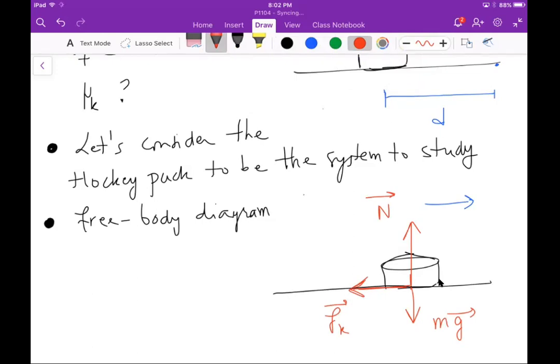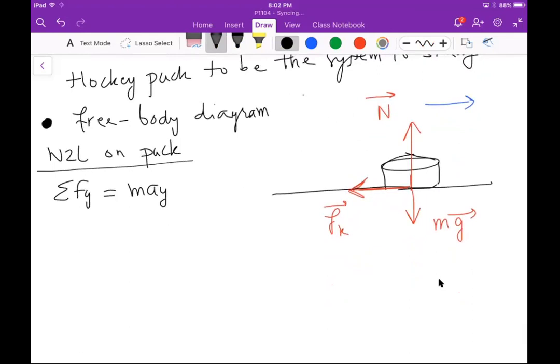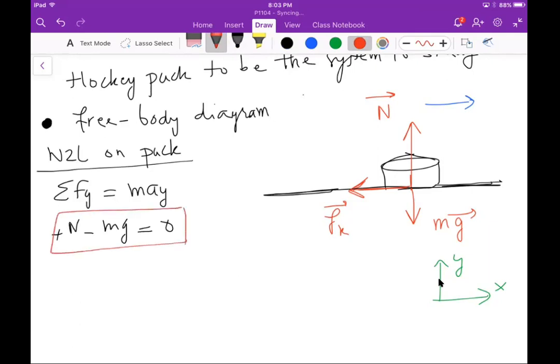Okay, let's apply Newton's second law then. So Newton's second law on the puck, what does it say? The sum of Fy is equal to m a_y. We know that this hockey puck is not moving along the y-axis. It is only moving on the ice, on this horizontal surface. So a_y is equal to 0. Now we have to choose the reference. So let's take x and y in this direction. So this is x and this is y. We end up with plus n minus mg is equal to 0. So n is equal to mg. That's from the first equation.